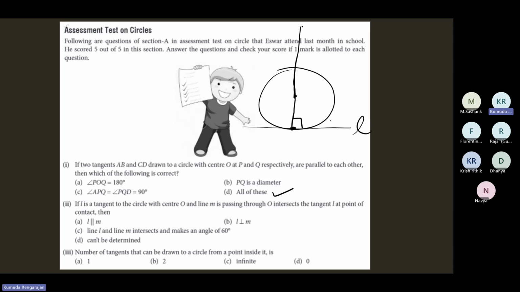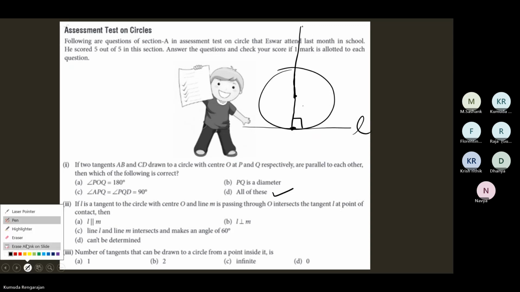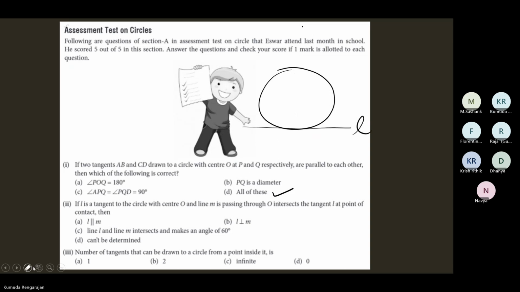Then L has to be perpendicular to M. See, if this line M just passes through O, it can be anything. But it not only passes through O, it meets L at the point of contact. L is a tangent, it's given. A line M passes through O and it meets L at the point of contact. So then M and L are perpendicular to each other.